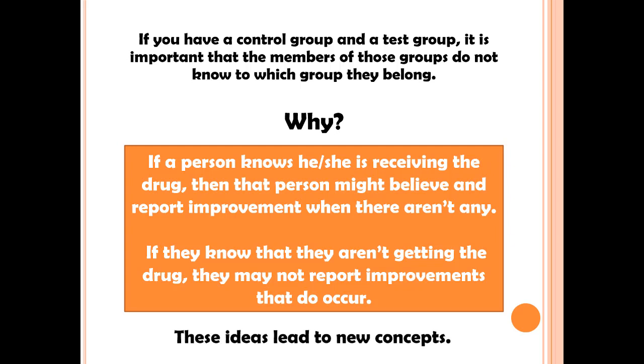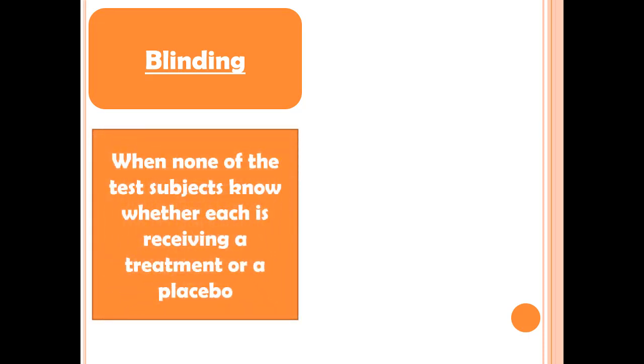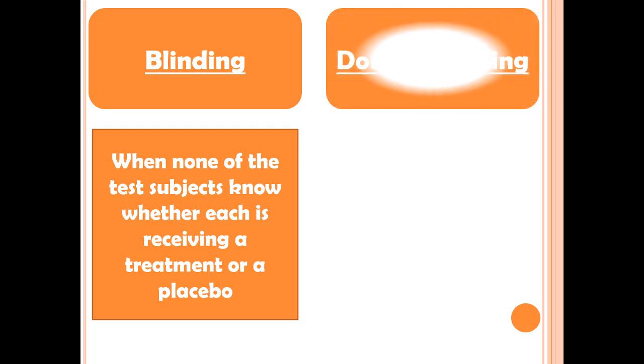So this leads us to some new concepts. The first is the concept of blinding. In a blinded experiment, none of the test subjects know whether each is receiving a treatment or a placebo. That's how we want to run our experiments. We want to make sure that none of the test subjects know whether each is receiving a treatment or a placebo.